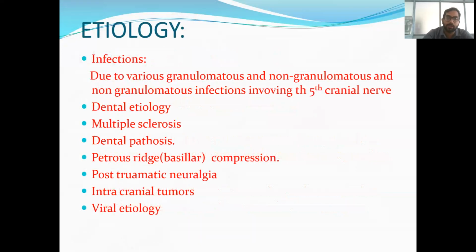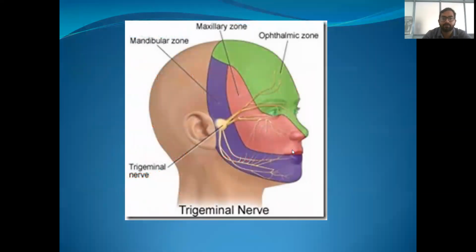Moving on to etiology, the first one is infection, due to various granulomatous and non-granulomatous infections involving the fifth cranial nerve, which is one of the main reasons. Other etiologies include dental pathosis, multiple sclerosis, petrous ridge compression, traumatic neuralgia, intracranial tumors, and viral etiology.